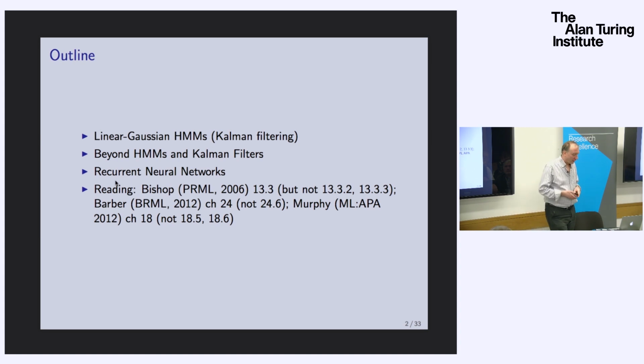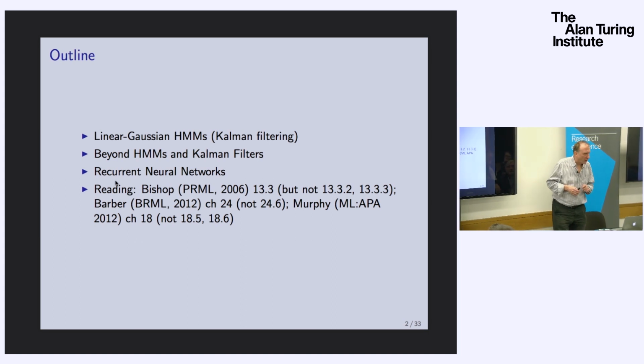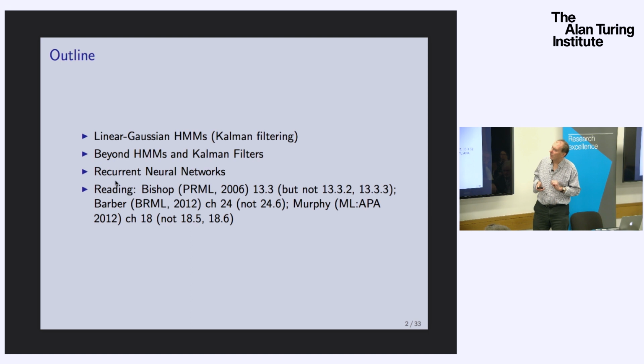So we'll talk about Linear-Gaussian hidden Markov models. Then we can talk about some graphical models that go beyond that. So there's some nice variations or extensions of those two sets of models. I'll also talk about recurrent neural networks, which have become very fashionable over the last few years, and say a few things about this. Again, there are sections in the book by Bishop, the book by Barber, and the book by Murphy which relate particularly to Kalman filters or Linear-Gaussian HMMs.